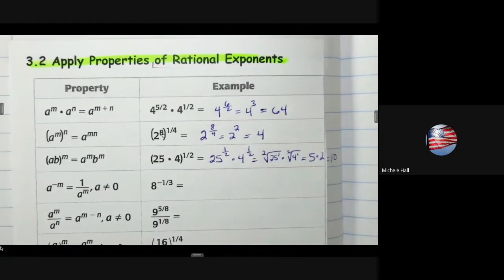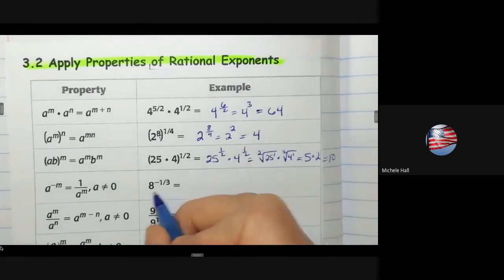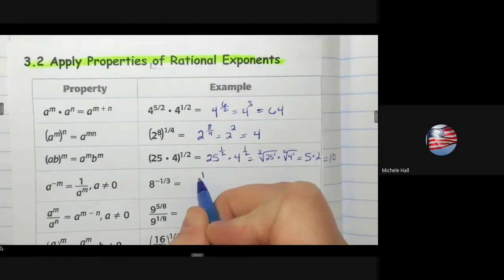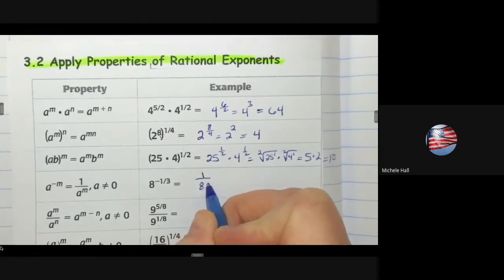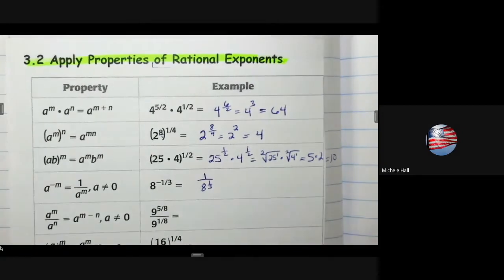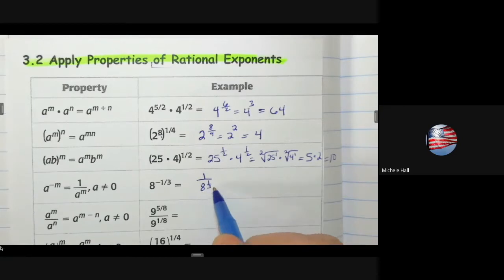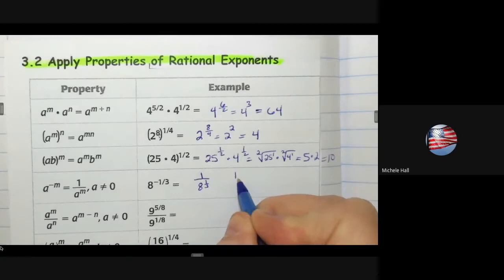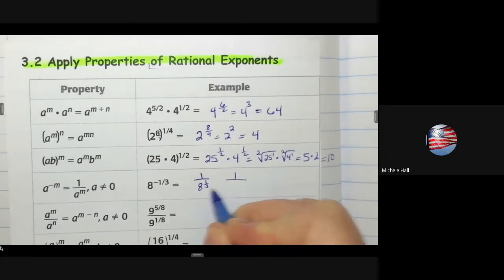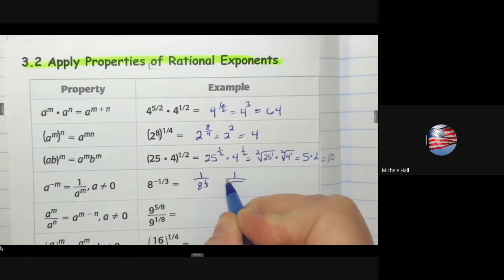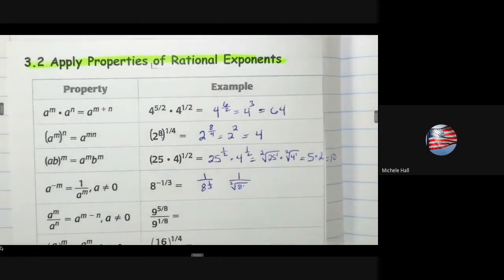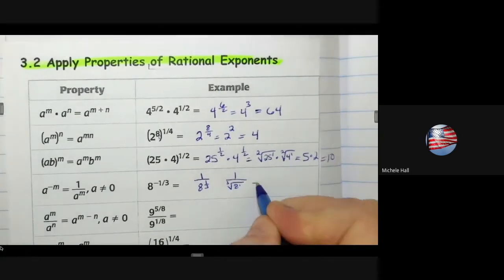8 to the negative 1/3. I'm going to start by taking care of that negative exponent. That's going to be 1 over 8 to the 1/3. There are a couple of different ways that I can go here. I could do what we did in the previous section and change this 8 into a 2 cubed, or I can think about what this is in its radical form. This is going to be 1 divided by, this is my index number, the cubed root of 8. And the cubed root of 8 is 2. This is 1/2.